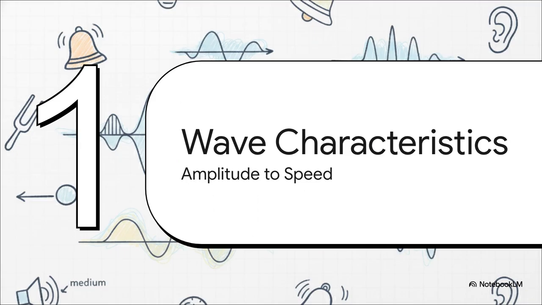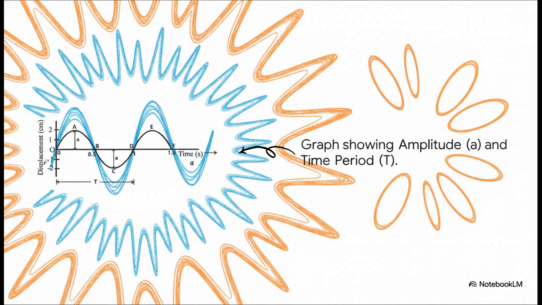Which brings us to Section 3, Characteristics of Waves. Now, let's look at a displacement time graph. I know graphs can sometimes look a bit intimidating, but it's really just a map of what we just talked about. The amplitude, that lowercase a, is simply the maximum displacement away from that flat equilibrium line in the middle. Just check out the heights at points A and C.